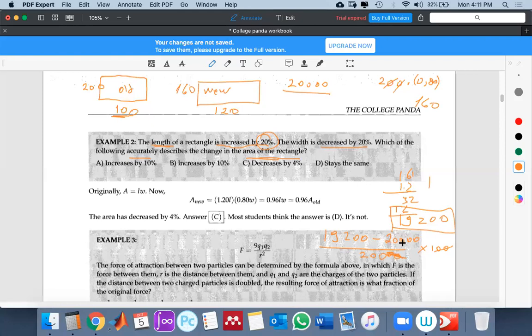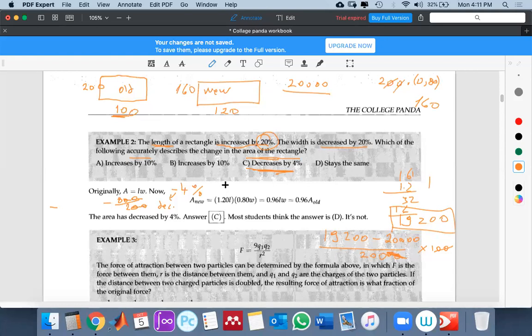When I subtract them, it will be negative. Negative what? 800, I think, right? Yeah. 800 divided by 200. These and these simplify. Negative 4. Negative means decrease, and 4 means its percentage. So, do we have it somewhere? I think here. Decrease 4%. Okay?